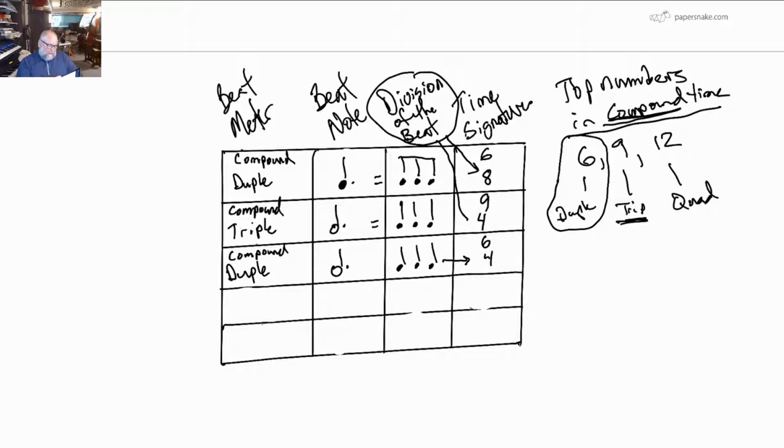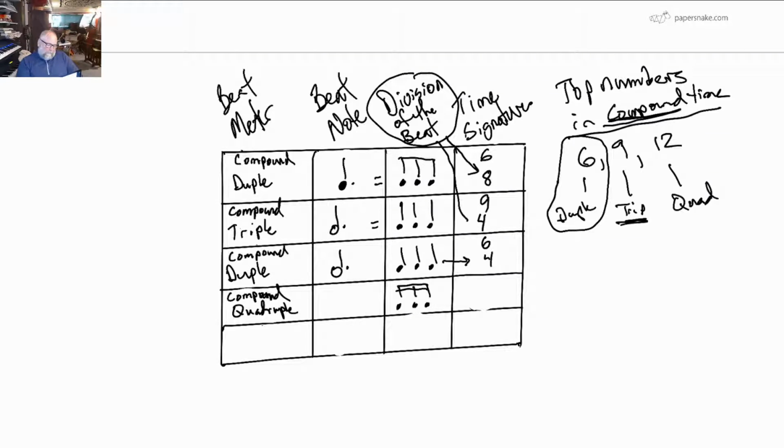Next one, they tell us it's compound quadruple. Compound quadruple. And they tell us that the division is 3 sixteenth notes. Again, I'm getting these from the self-test exercises in the textbook. These are not your workbook assignments. Those are different. Same process, different information. All right. Well, 3 sixteenth notes means the beat note, combine those 3 sixteenth notes to make a dotted eighth. Again, every dotted note contains three of the next smaller note value.